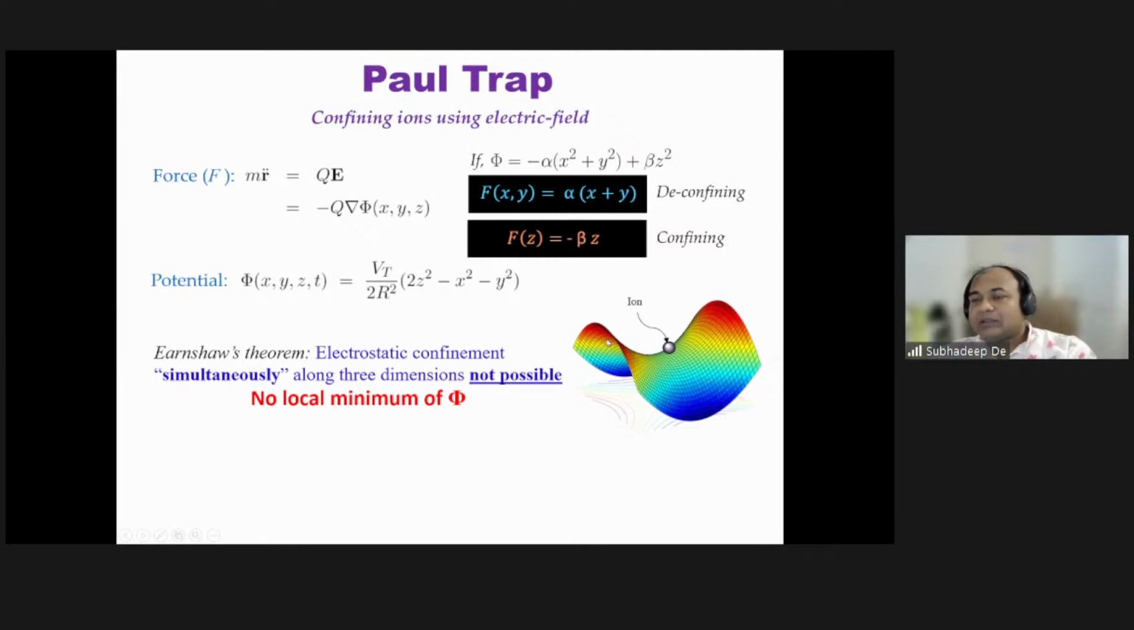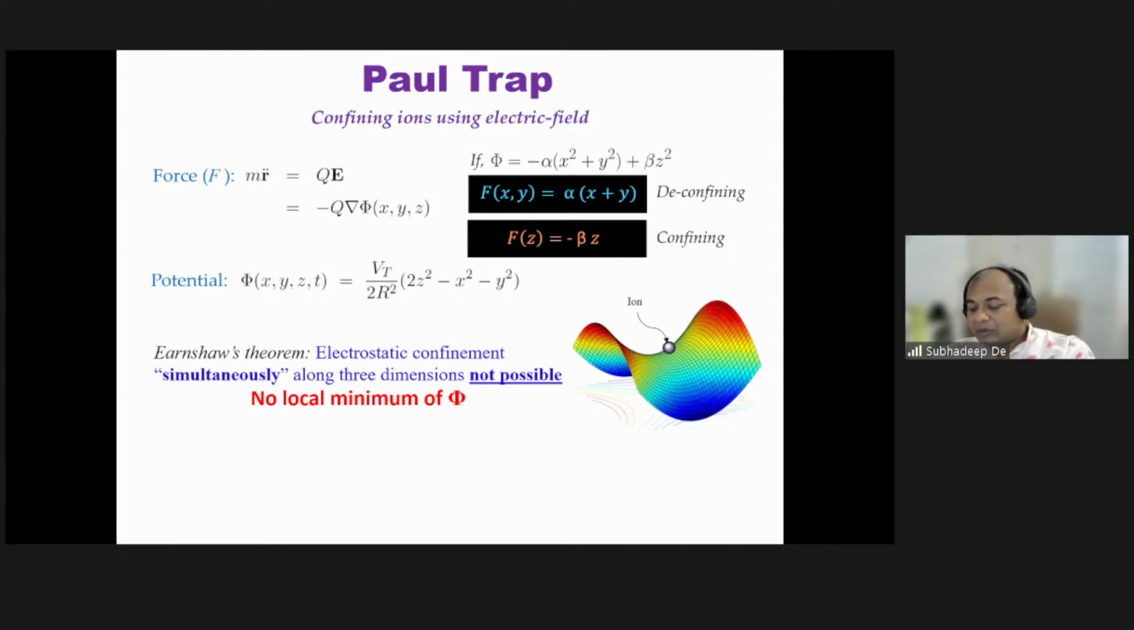So this potential looks like a potato chip. I always take this example. So the ion can be trapped here along one direction, but it is not trapped in the other direction. So it's not good, because we have to confine the ion in all three directions.